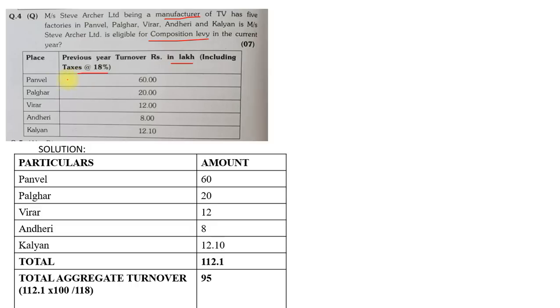Now, previous year turnover in lakhs, including tax. Again this is inclusive of tax, so again we'll have to cross multiply. First we note down all those particulars: Panvel, Palghar, Virar, Andheri, Kalyan: 60, 28, 12, 8, 12.1. We add up, we get the total as 112.1 lakh. Now this includes GST, so we're going to remove it. So 112.1 into 100 divided by 118, because 18% GST. We got the value as 95 lakhs.